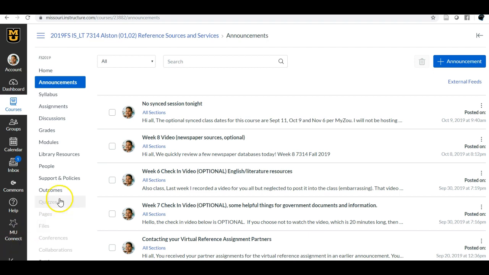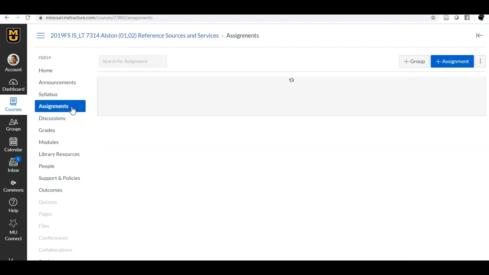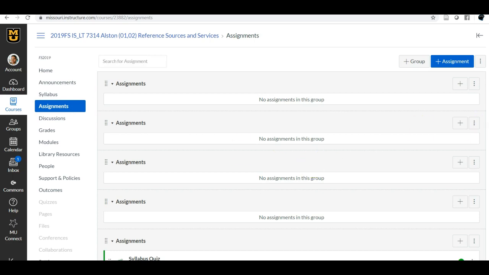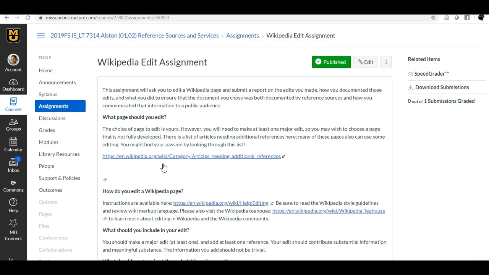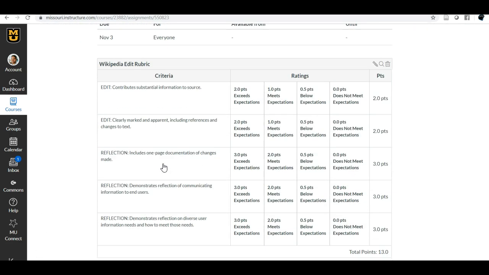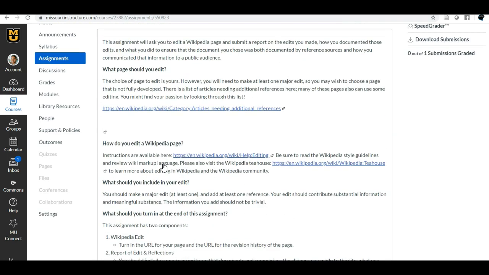So, first let's take a look at our assignment prompt. You're going to go here and scroll. The LibGuide assignment is going to be due not too long after the Wikipedia assignment, so there will be another mandatory video coming very soon for the LibGuide assignment, but we're doing Wikipedia today. So, here we go. We have this Wikipedia assignment, and this assignment is worth 30 points.